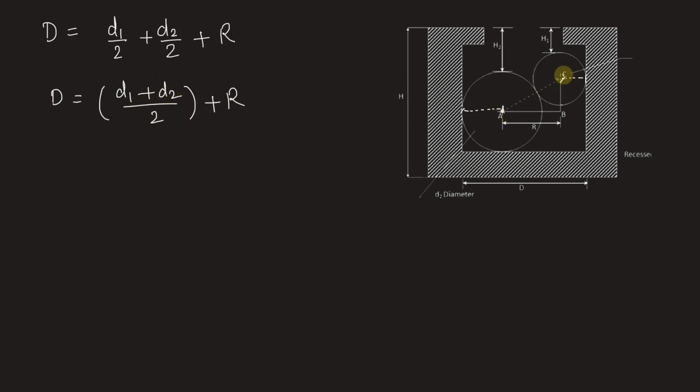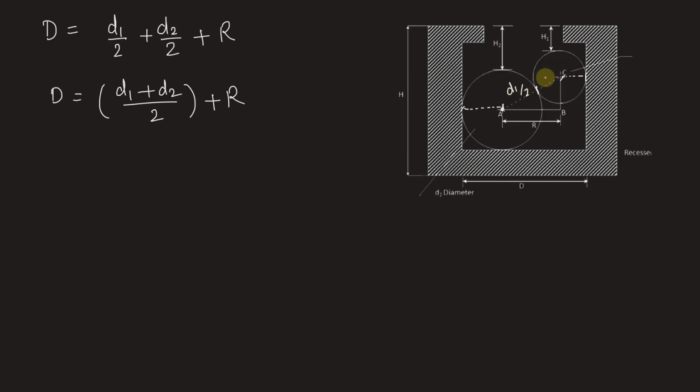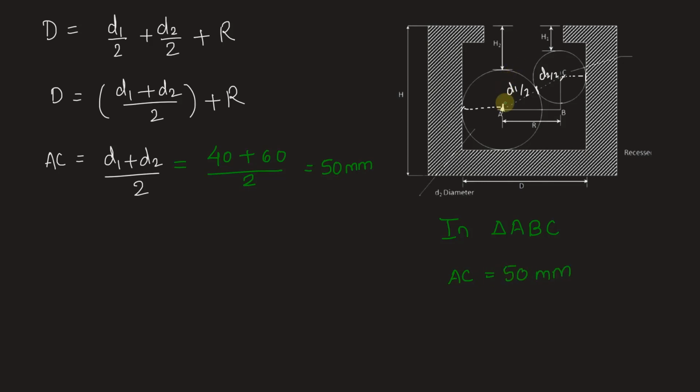Also AC is nothing but D1 by 2 plus D2 by 2. So we can write AC is equal to (D1 plus D2) by 2. Let's substitute and find out. D1 is 40, D2 is 60, divided by 2, which is 50 millimeters. Now in this right angle triangle ABC, we have AC as 50 millimeters. We need to find out R. So to find R, we will have to find BC, the height.